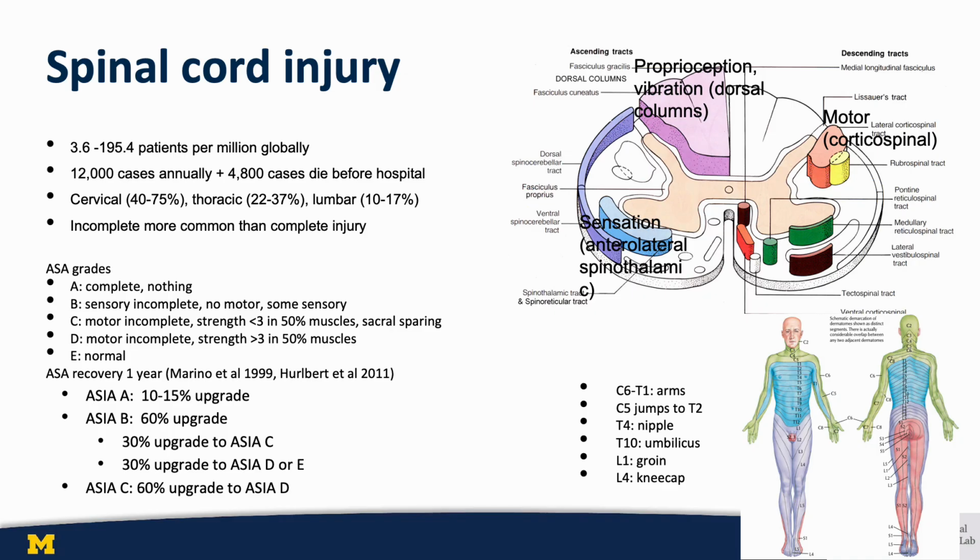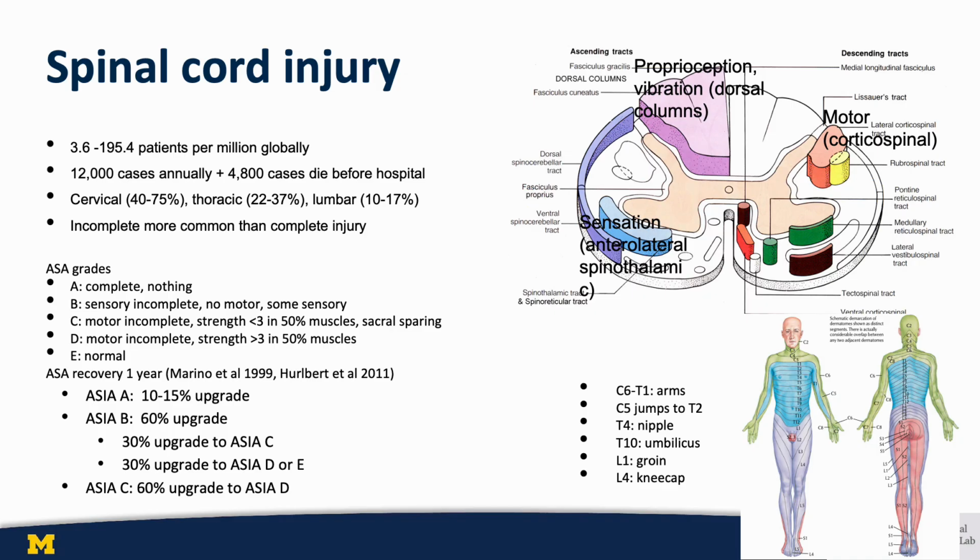Shown on the right are various areas that we evaluate for patients with spinal cord injury. Proprioception and vibration are shown in the posterior columns in purple, and sensation is in the anterolateral spinothalamic column shown in blue, and the motor area is the corticospinal tract shown in orange. So the spinal cord has multiple pathways, but in a day-to-day clinical exam, these are the pathways that we can actually evaluate. And the dermatome is a great way to help identify where the level of injury is.